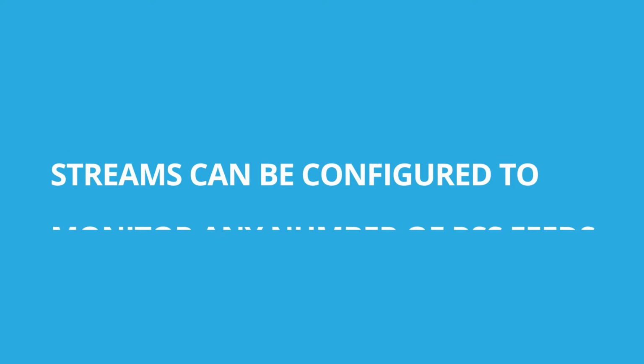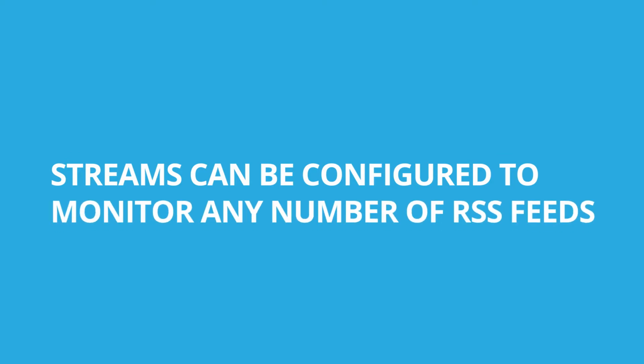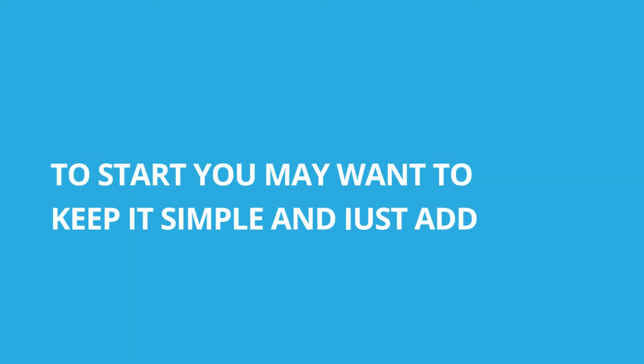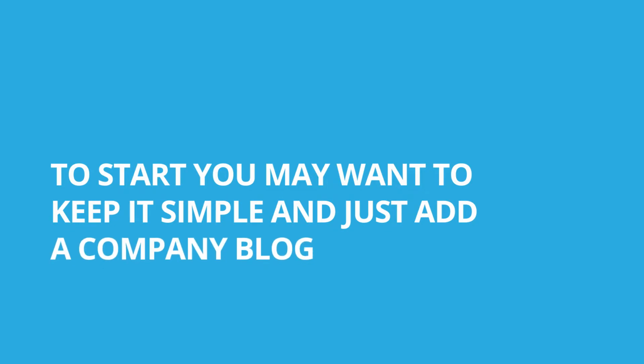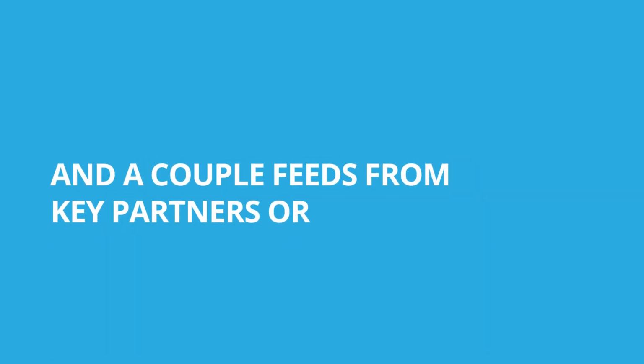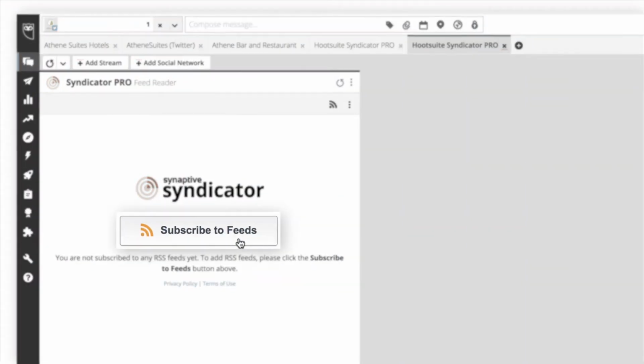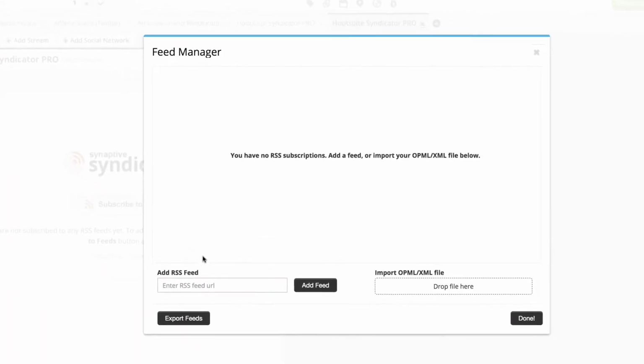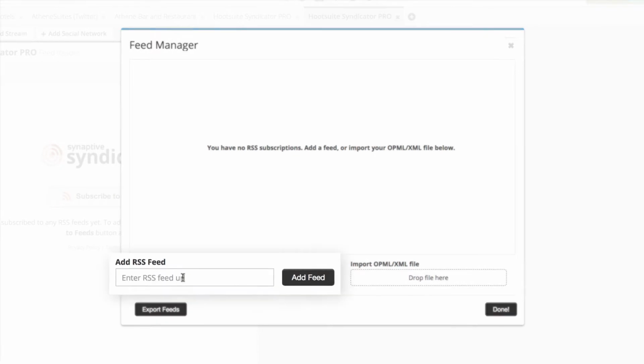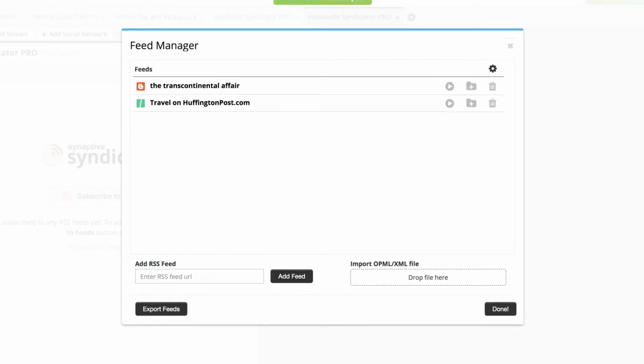Streams can be configured to monitor any number of RSS feeds. To start, you may want to keep it simple and just add a company blog and a couple feeds from key partners or industry leaders. To do this, click the Subscribe to Feeds button, which will open the Feeds Manager. Under Add RSS Feed, add the URL of the source you wish to follow.